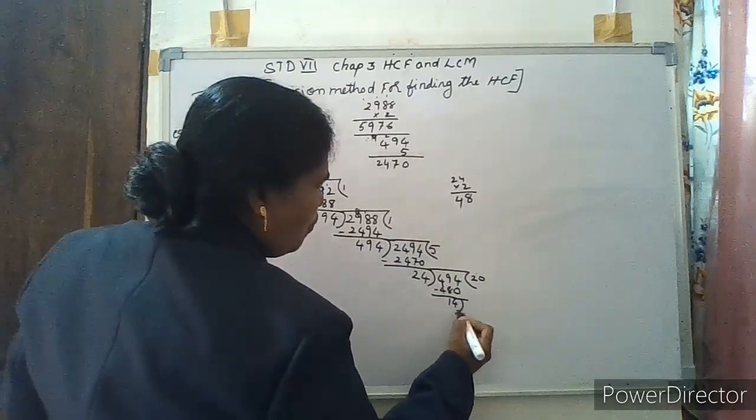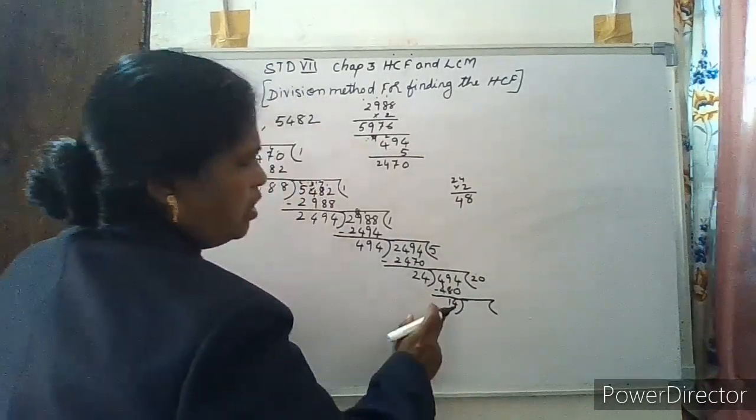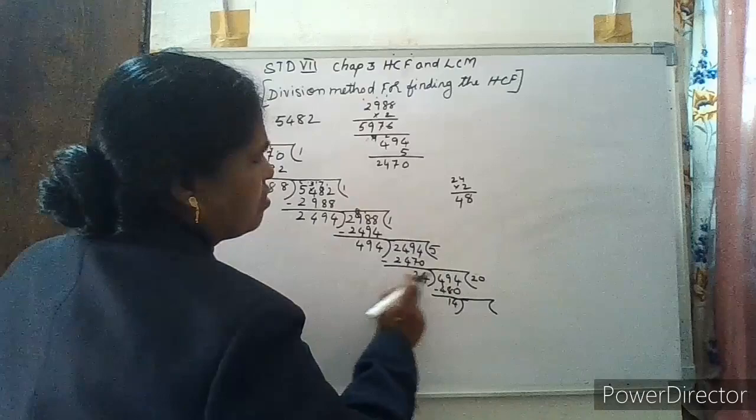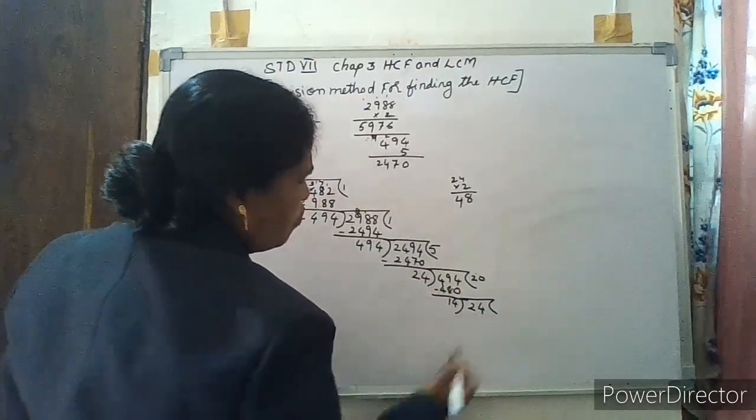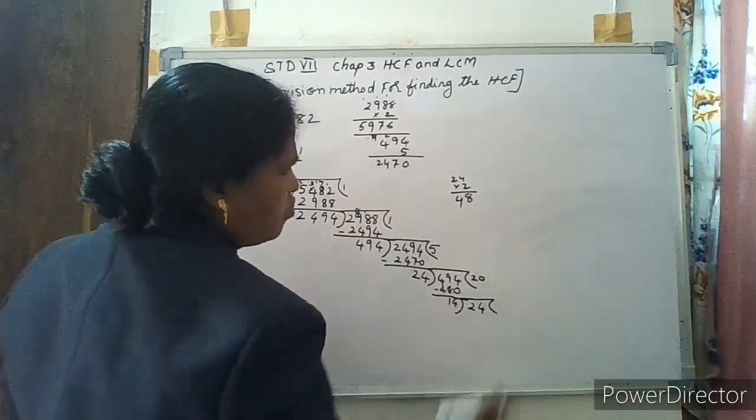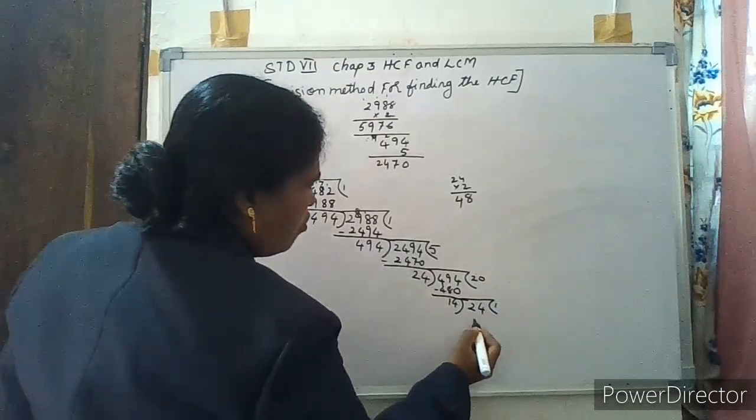Now this 14 becomes the divisor and the previous divisor is the dividend. 24. 14 twos is 28, that means 14 once only I have to take as 14.